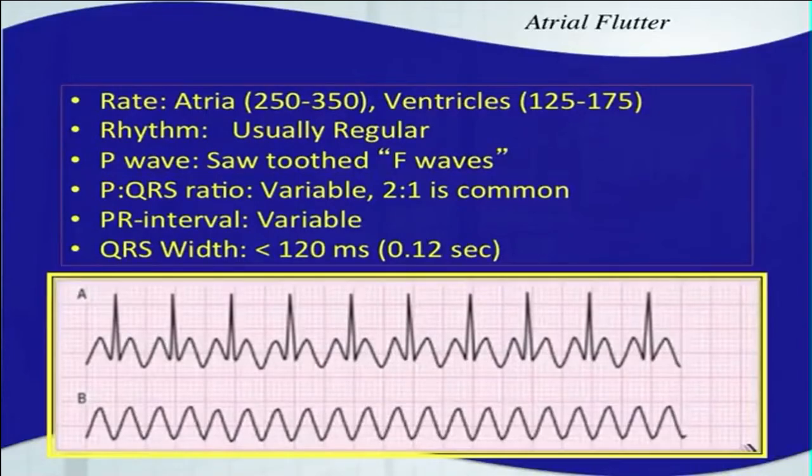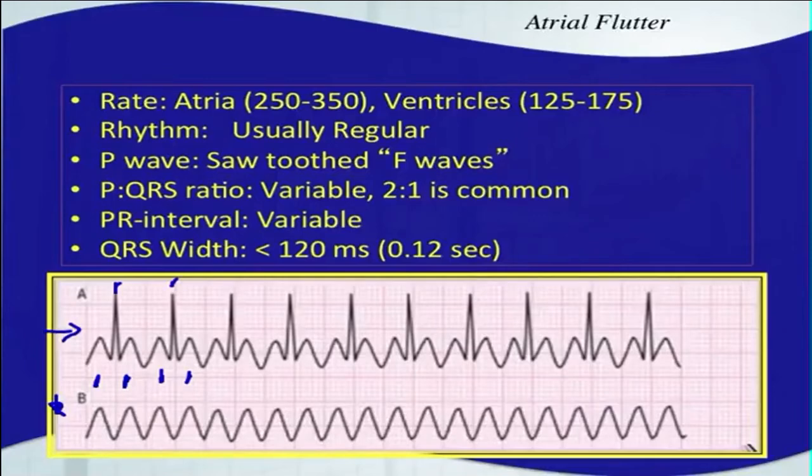What that means is we have 2 flutter waves for every QRS complex. So we would call this a 2-to-1 atrial flutter. Now, this line here, this B line down here, is showing us this rhythm without the QRS complexes.